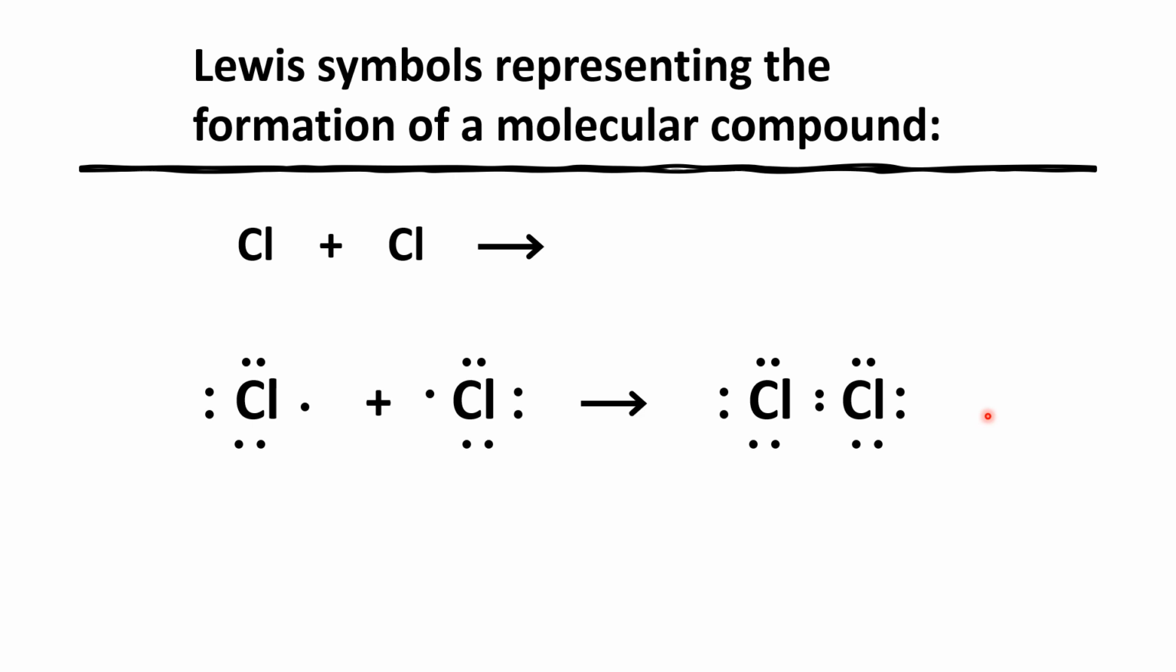We can sometimes also shorten the 2 electrons by representing them with a bond. We simply put a dash, and each dash represents exactly 2 electrons. So let's take a look at an example.